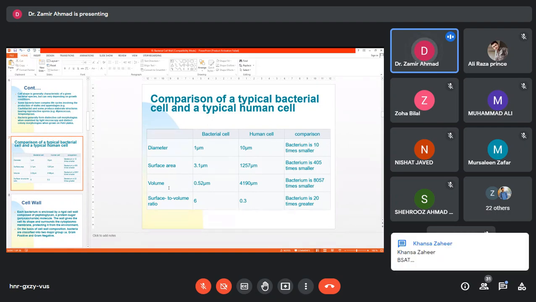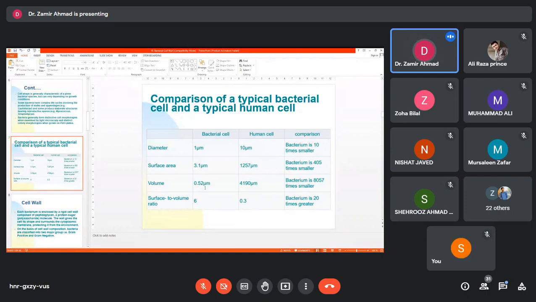Volume: if you calculate the volume of a bacterial cell, it is just 0.52 cubic micrometer, while it is more than 4,000 cubic micrometers in the case of the human cell. So the bacterium is 8,000 times smaller than the human cell. And the surface to volume ratio is much higher in the bacterial cell and very low in the human cell.